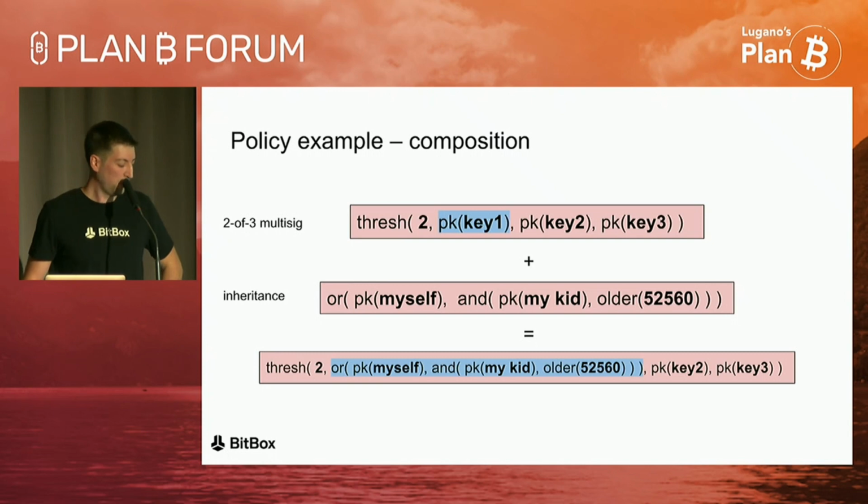So threshold 2 out of 3 conditions, like key 2, key 3, or, and then this inheritance policy, which is again myself or my kid after a time.